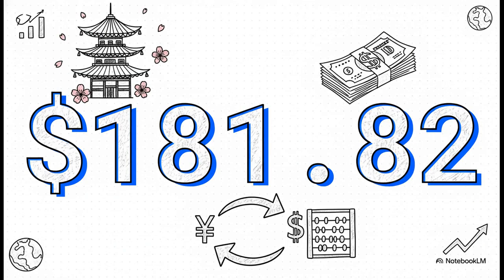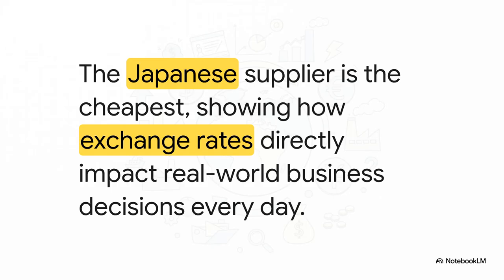But hold on, we're not done yet. We've still got the Japanese supplier. Now, if the exchange rate is 110 yen to the dollar, you take their price, that's 20,000 yen, and divide by 110. And what do you get? Just $181.82 a ton. So, there you have it. The Japanese supplier is the clear winner.